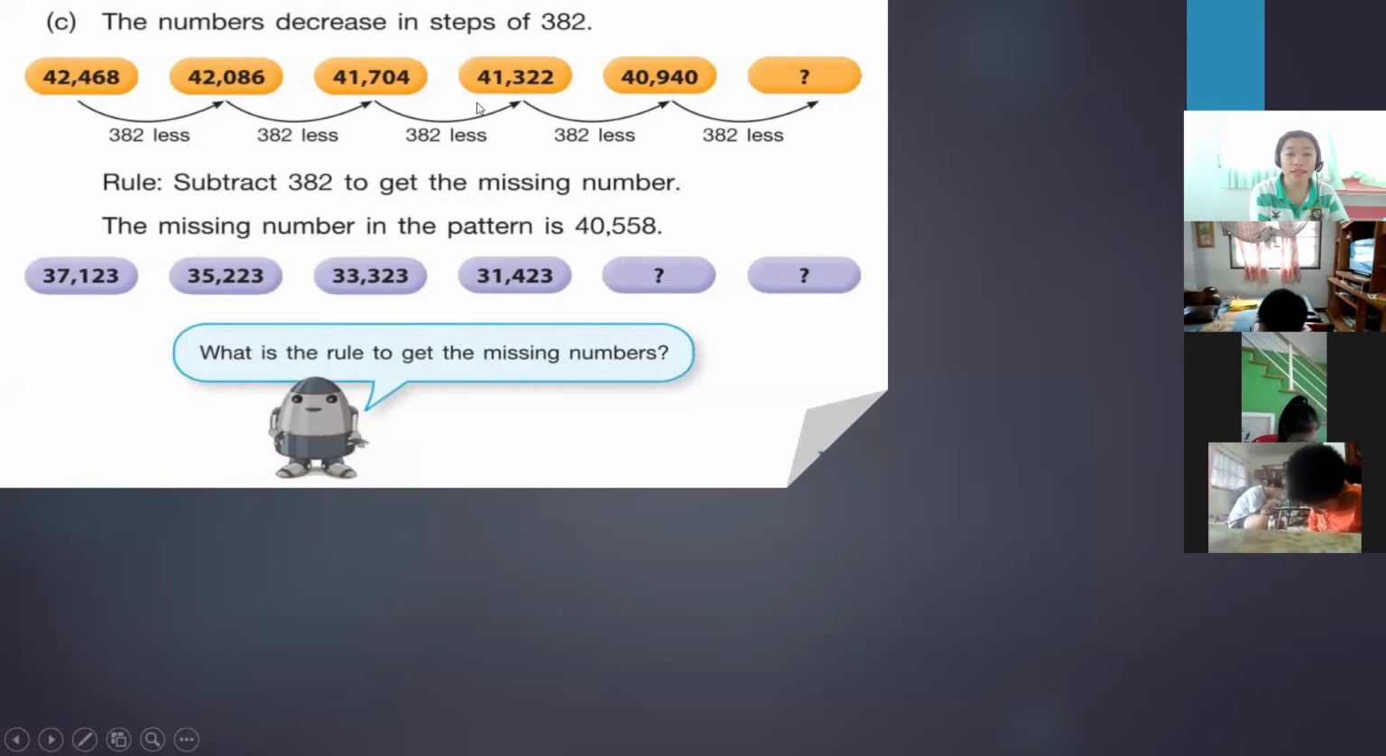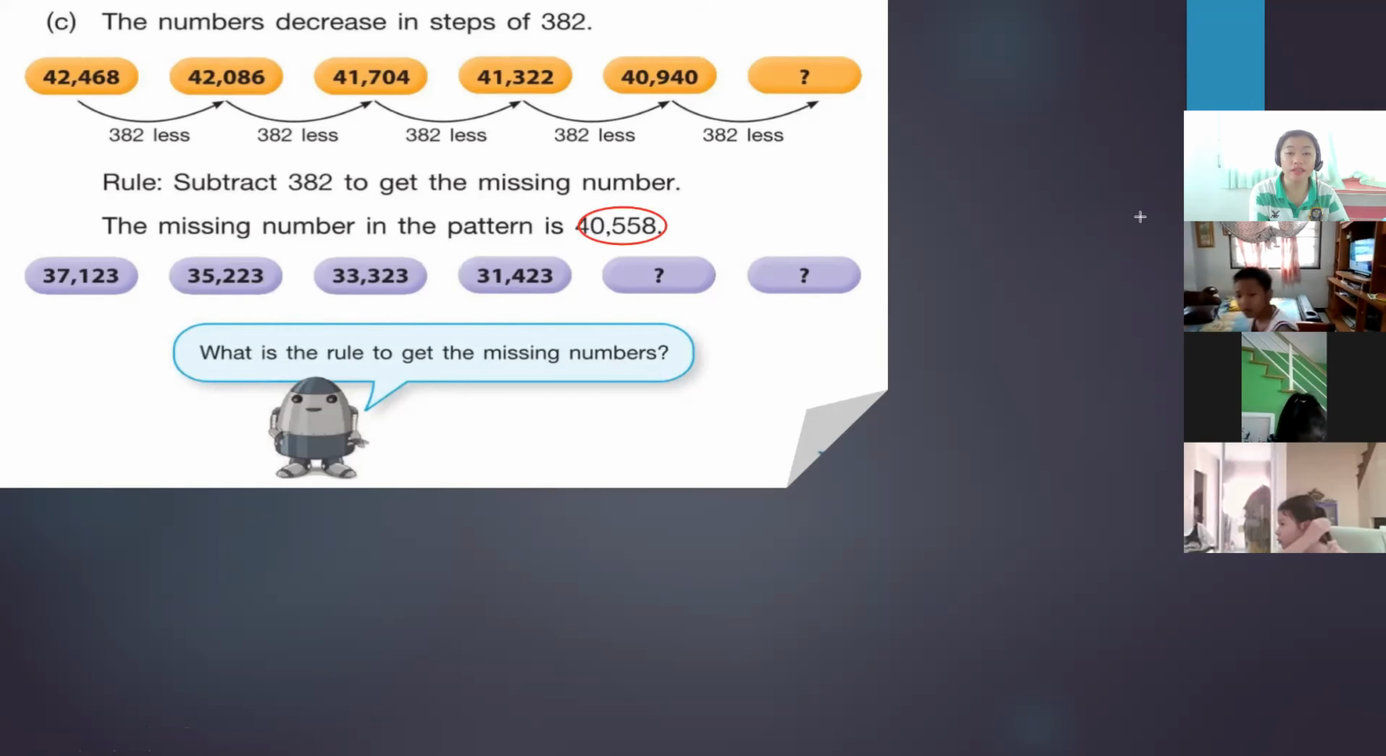41,704 minus 382 is equal to 41,322. 41,322 minus 382 is equal to 40,940. 40,940 minus 382 is equal to 40,558. Okay, so that is the missing number in the pattern.